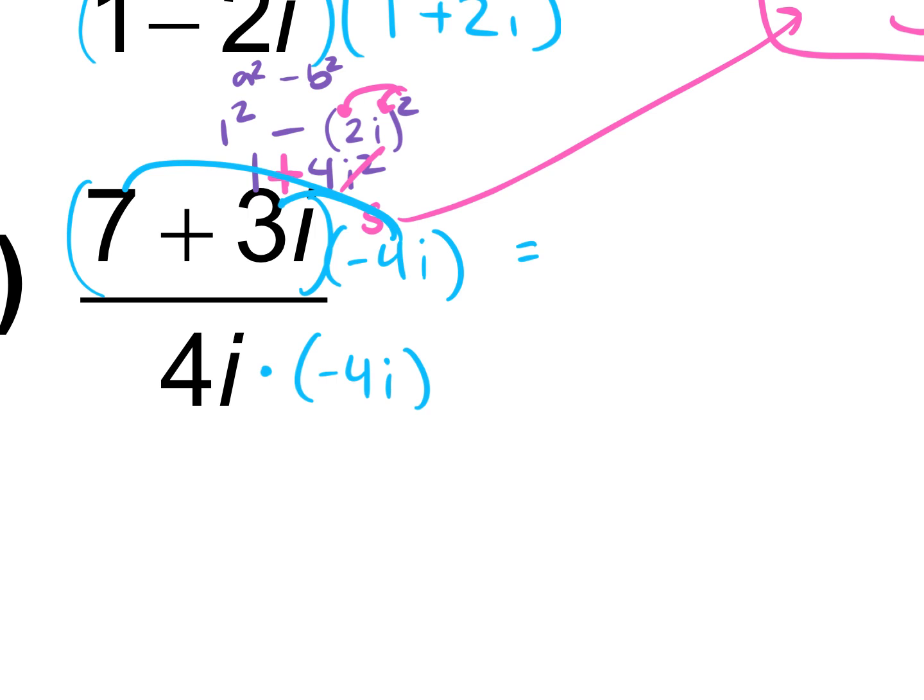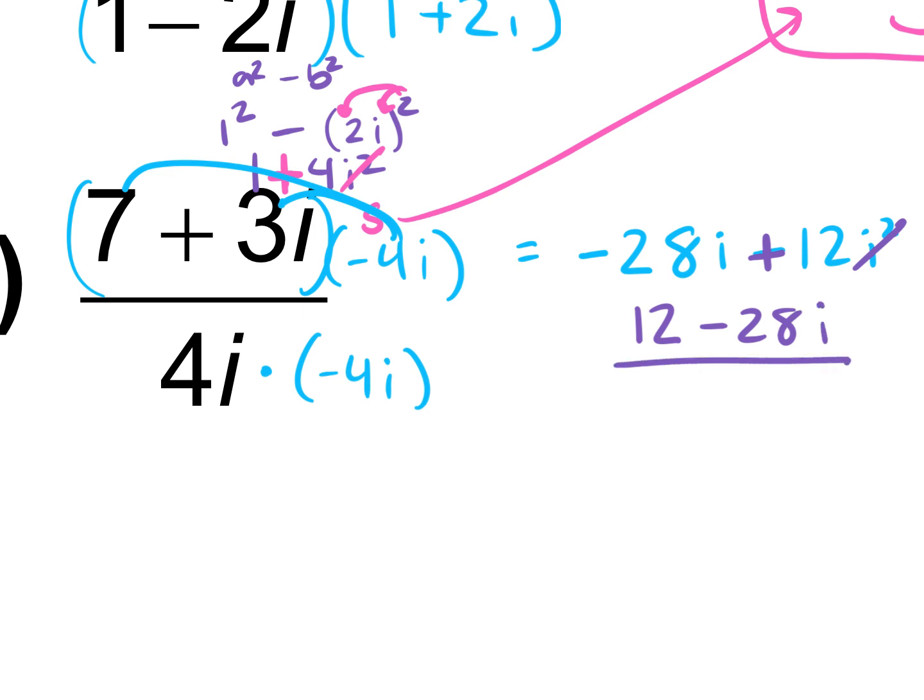So what's 7 times negative 4i? Negative 28i. And 3i times negative 4i? It'd be negative 12i squared. And what do we do with the i squared? Change it to be a negative 1, which makes it a plus 12. Is this in standard form? No. How would I rearrange it to be standard form? Just flip it. 12 minus 28i. So that's our numerator. All right, let's multiply our denominator.